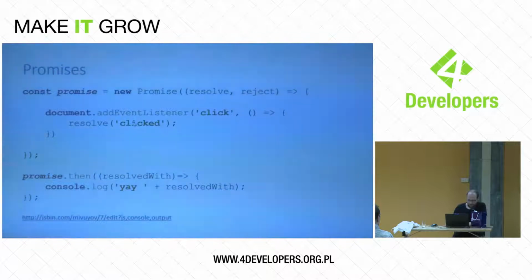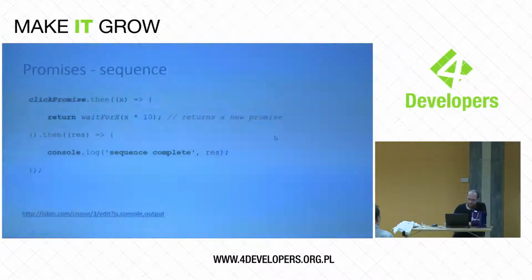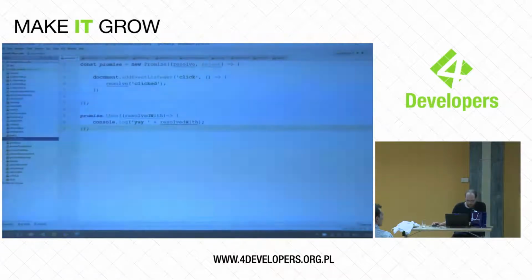So yeah, that's a problem, but then promises introduced some cool ways to handle parallel code. I'm not gonna run this code because you probably will believe me that it works. And Tomek already did that. So that's parallel, and that's the sequence. Actually, I don't think he mentioned that. I'm gonna run this one. So check it out.